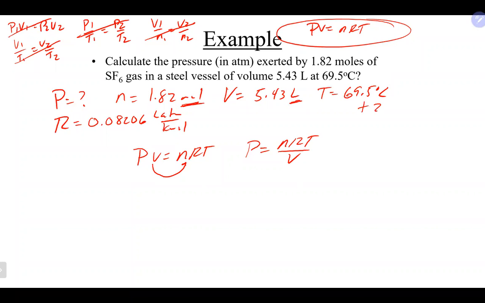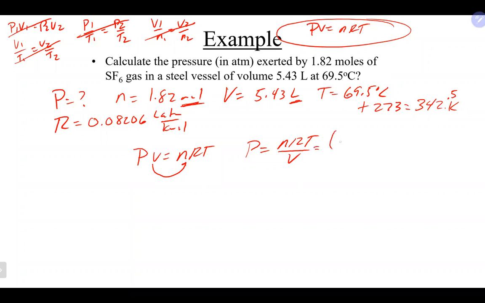So once again, very common here, we still need to do that temperature conversion. 342.5 Kelvin. Now we do have everybody in there that we need in the right units.